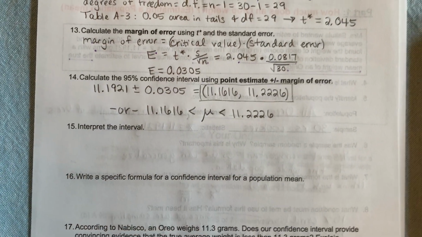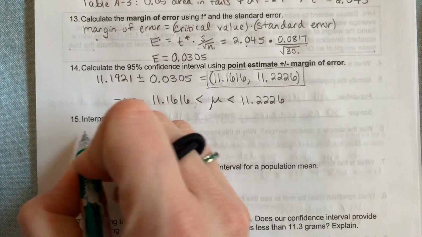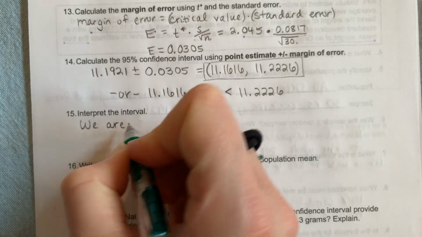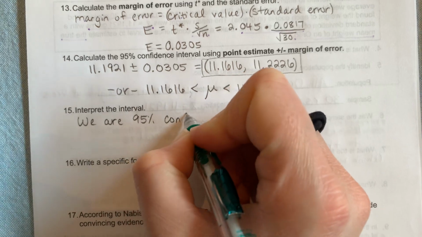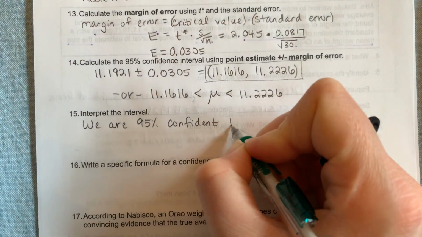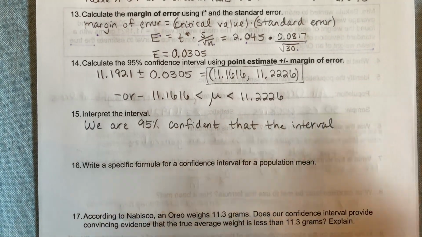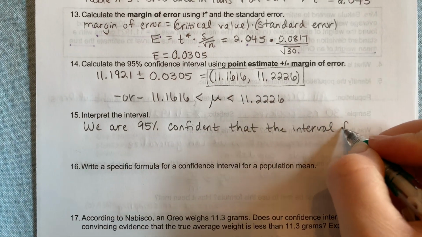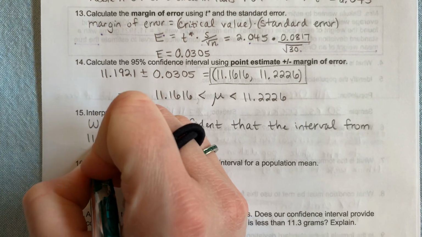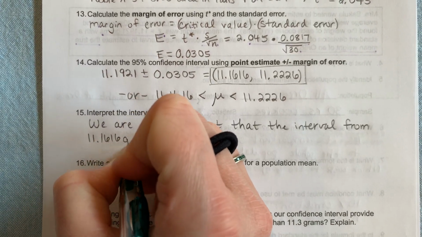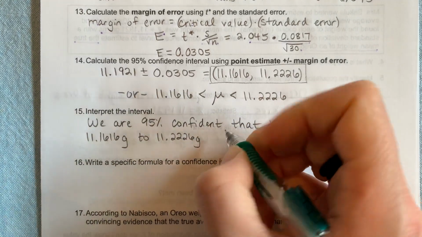Okay, so then it says to interpret the interval. This is very similar to what we did for proportions. It's that same sentence. So we are, and then we fill in our confidence level. So 95% confident that the interval, and then we fill in what our interval limits were. So from, don't forget, we can use units here. So from 11.1616 grams to 11.2226 grams.